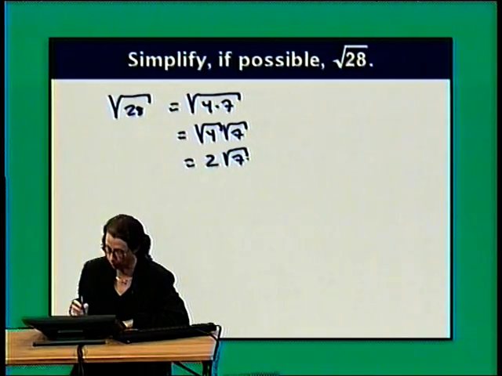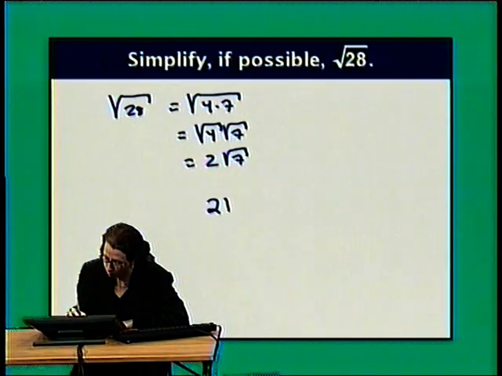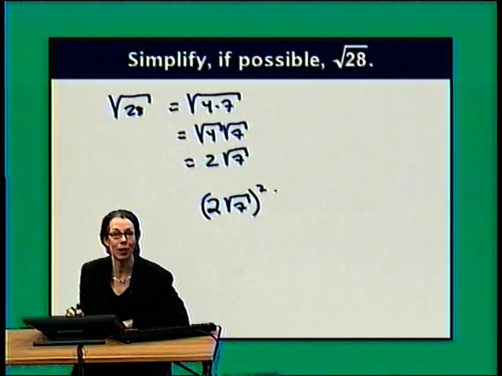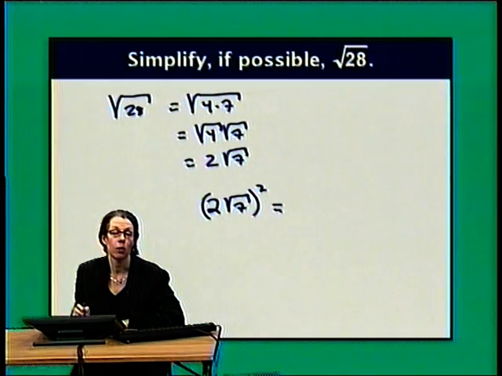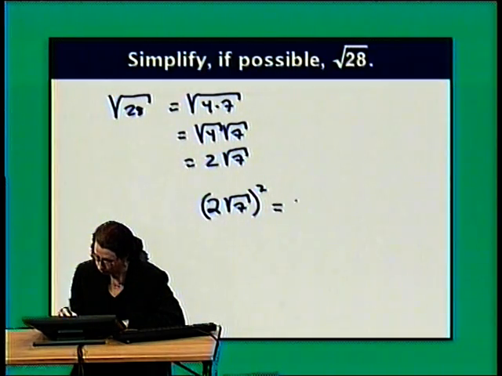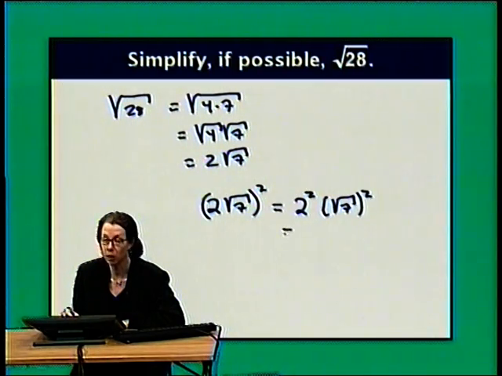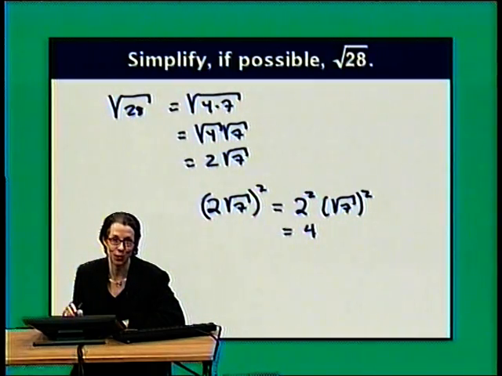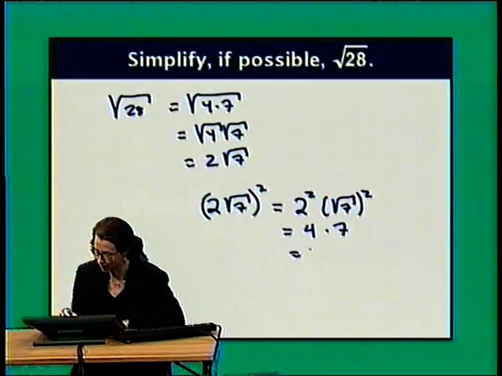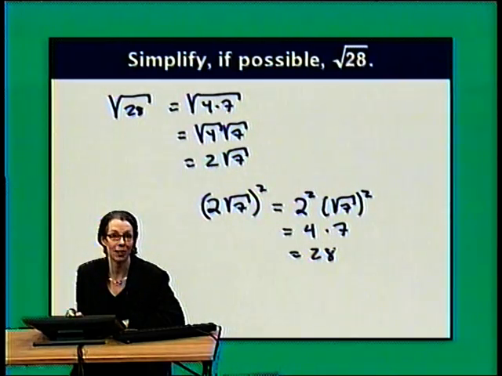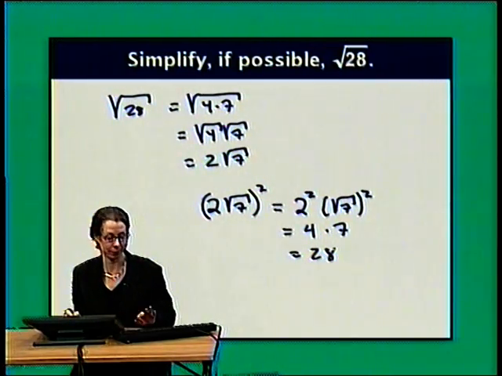Now let me show you something. What I'm going to do is square 2 times the square root of 7. Now when I do this, I should get 28. This is what it means to be the square root of 28. So distributing that exponent, 2 squared times the square root of 7 squared, 2 squared is 4, and the square of the square root of 7 is just 7. So I'm just confirming that I have a good simplification here.